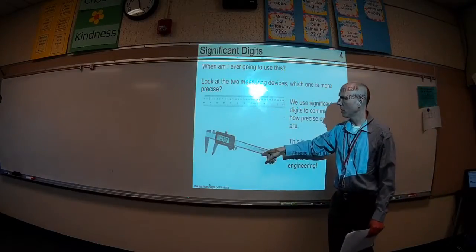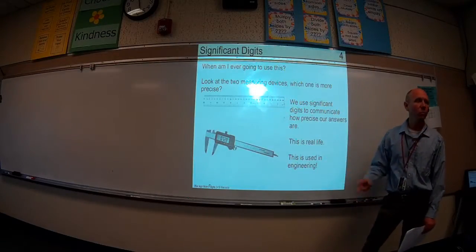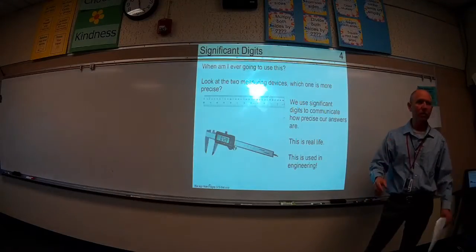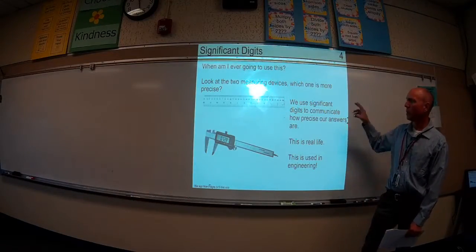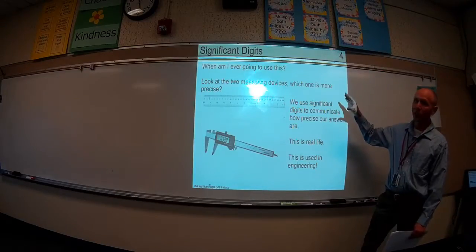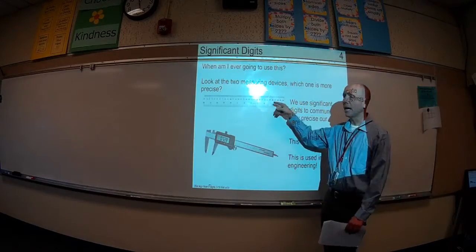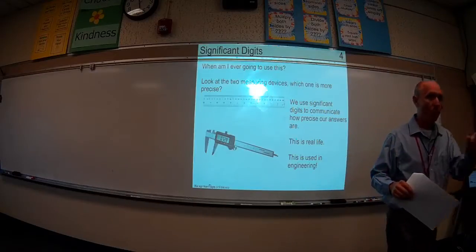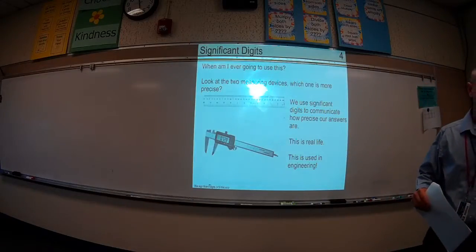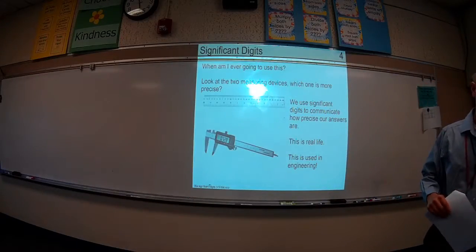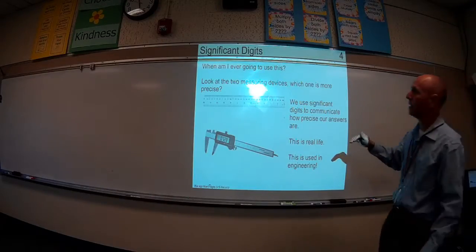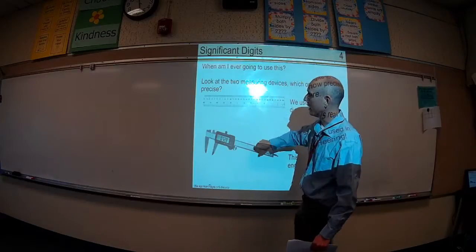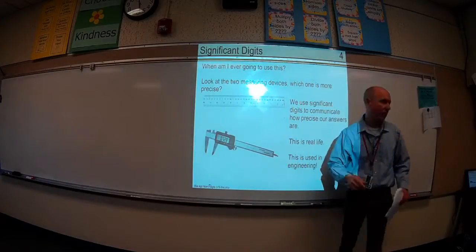Here's a ruler, here are some calipers. Which one do you think is more precise? Which one can get you a better answer? Go for it. A caliper? Calipers. So significant digits are directly tied to what we're using to measure, whether a ruler, calipers, or some kind of crazy laser measuring thing. Significant digits are directly tied to the measuring device.